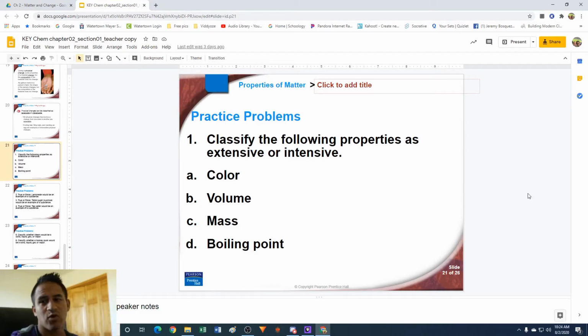In this video, we'll be going over the practice problems in the chapter 2.1 notes on properties of matter. So here we go. Number 1, classify the following properties as extensive or intensive.